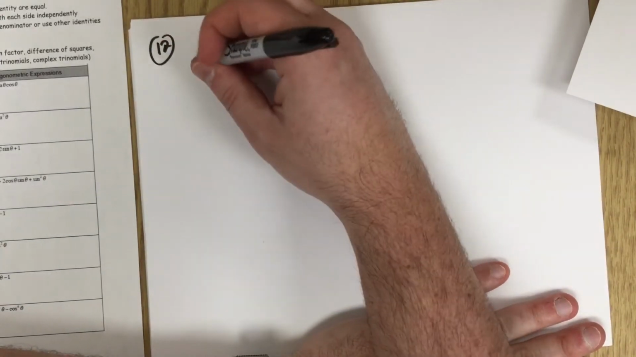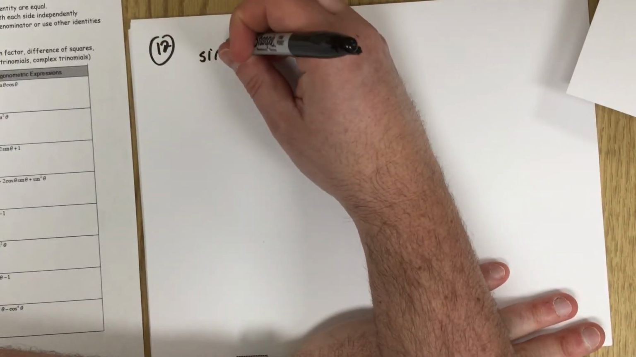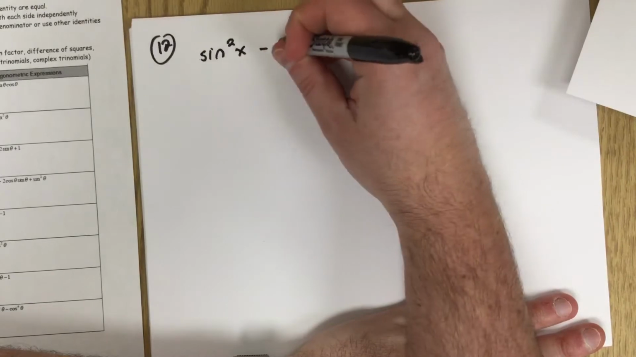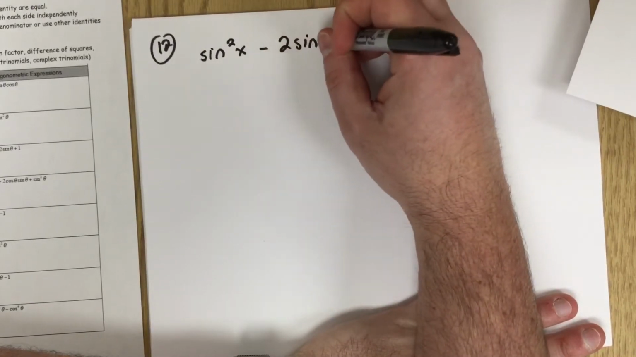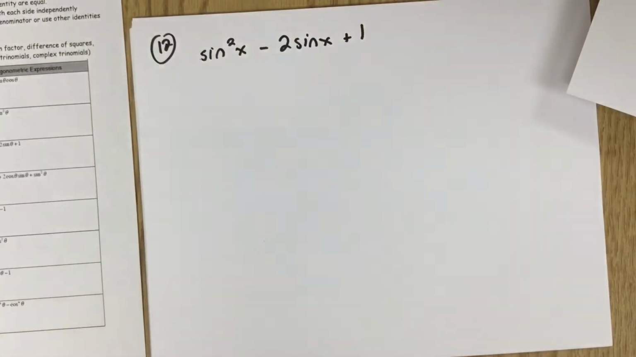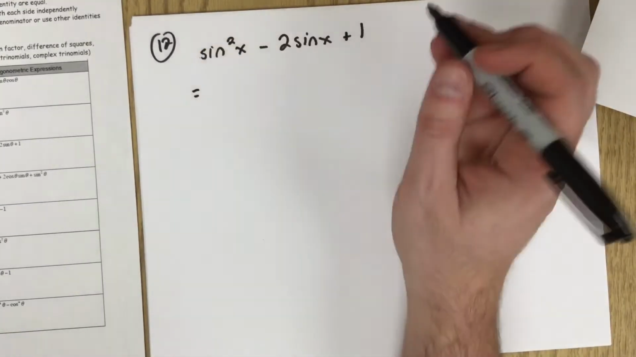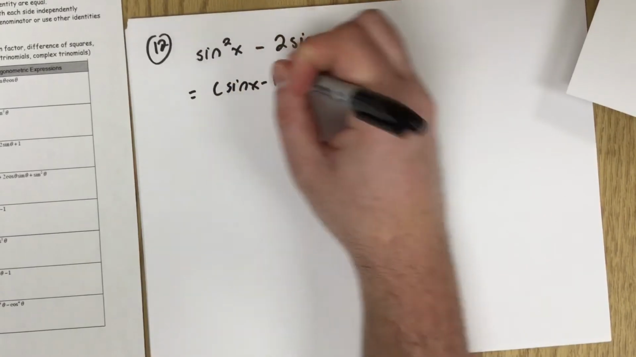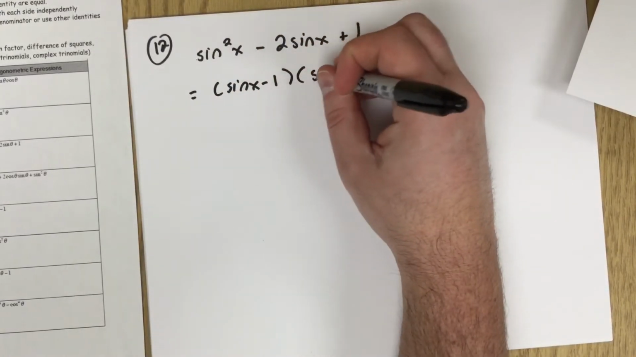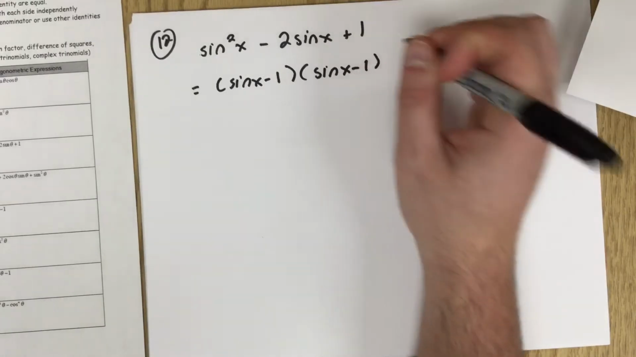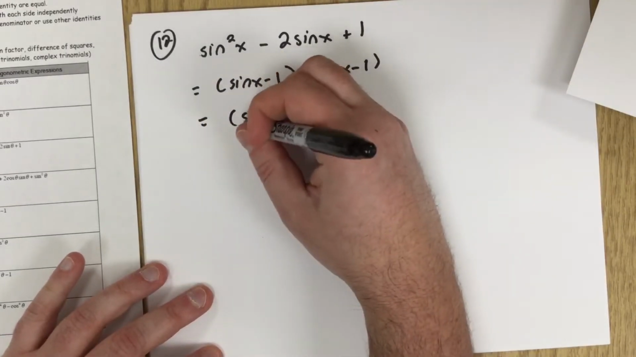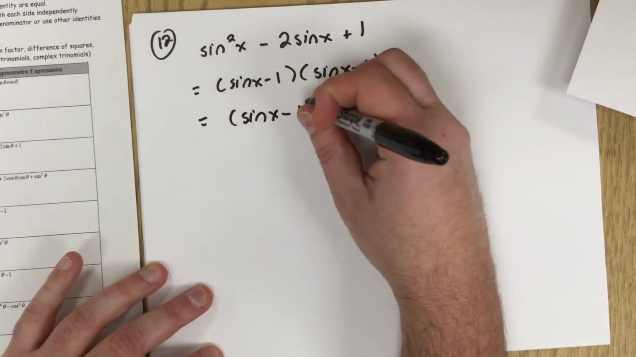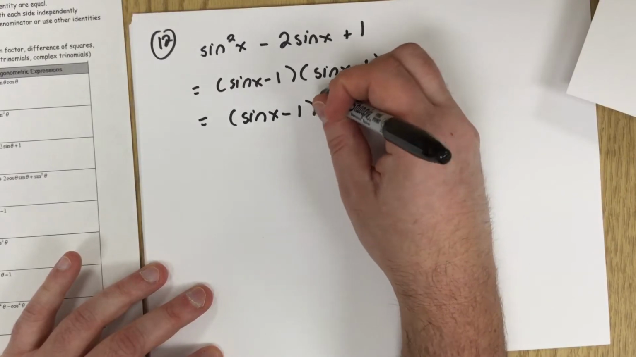So what we have here is sine squared x minus 2 sine x plus 1. And it's of the same format. So this is going to factor into sine x minus 1 times sine x minus 1, which is going to be sine x minus 1 squared.